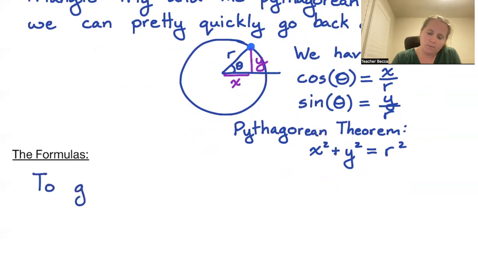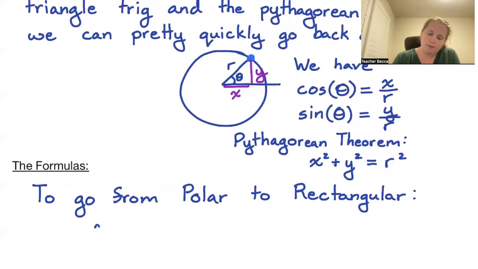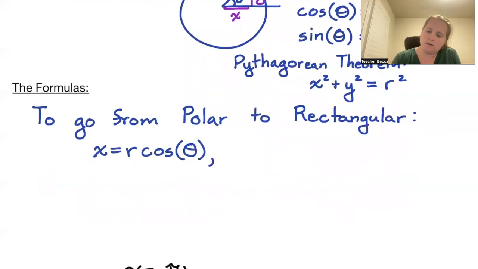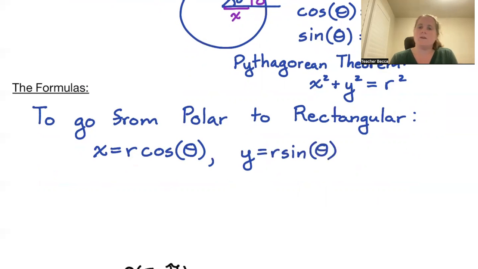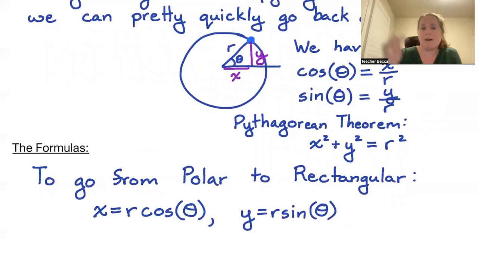To go from polar to rectangular, if cosine of theta is equal to x over r, that means that x is simply equal to r times cosine of theta. Similarly, y is equal to r times sine of theta. So cos theta and sine theta are the coordinates on the unit circle, and then multiplying by r just scales us out to the correct position.